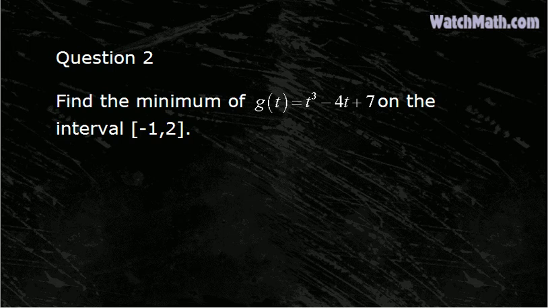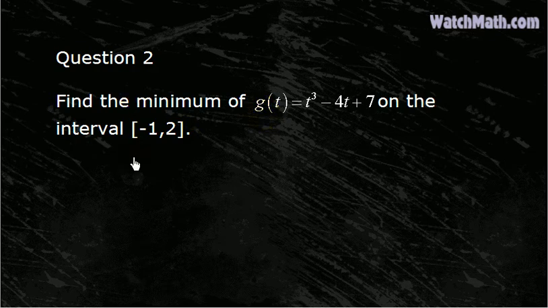Question 2. Find the minimum of g of t equals t cubed minus 4t plus 7 on the interval -1 to 2. So this g of t is a continuous function on a closed interval. It is guaranteed that this function has a minimum.